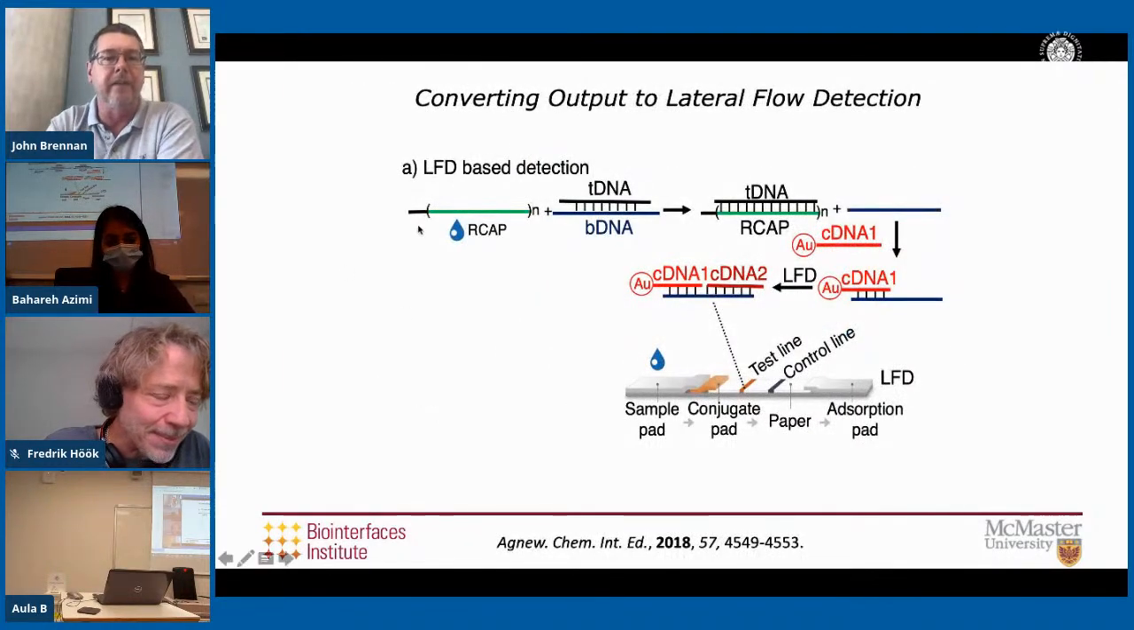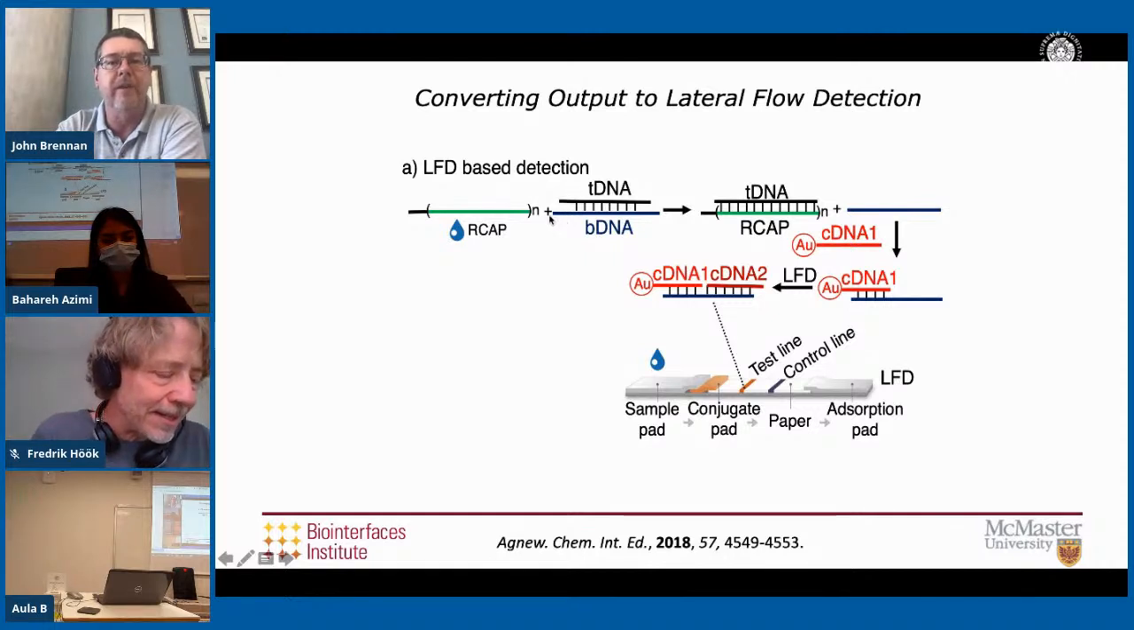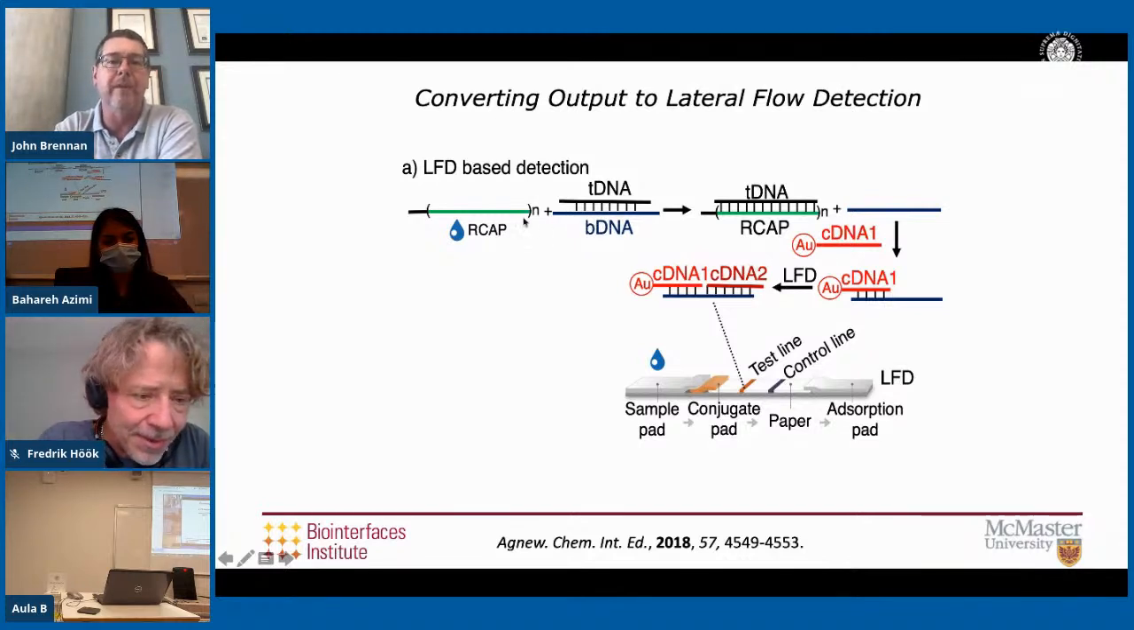So the idea here is we've now generated our RCA product. This is a long polymeric piece. What we also have in our vial 2 is a toehold DNA hybridized to something we call bridging DNA. This is the piece that we're going to detect on a lateral flow test. What will happen is this RCA product has encoded into it the sequence that is complementary to this toehold DNA. So the toehold DNA will bind more strongly to this RCA product than to the bridging DNA.